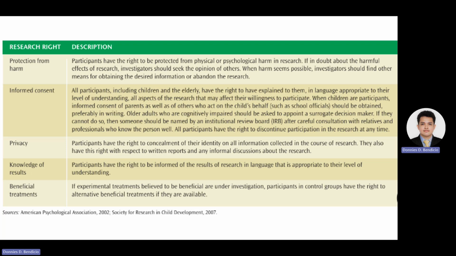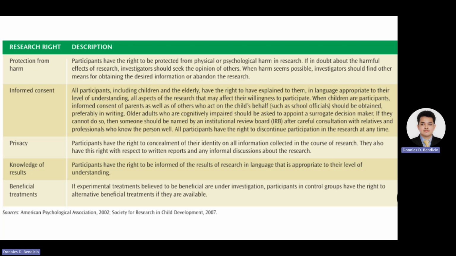The following are some research ethical considerations. First, protection from harm. In a study involving preschool children, for example, researchers are testing the effects of a new educational intervention. They must ensure that the intervention does not cause any physical or psychological harm to the children. The researchers closely monitor the children's emotional well-being and academic progress throughout the study and have mechanisms in place to address any adverse effects promptly.